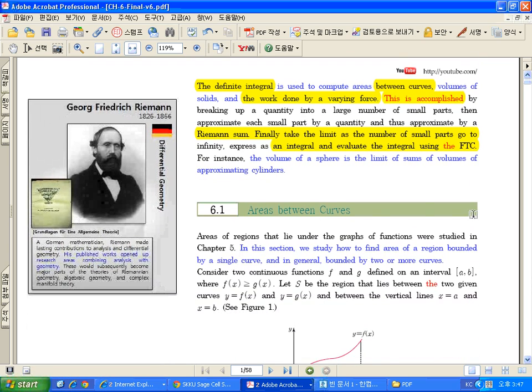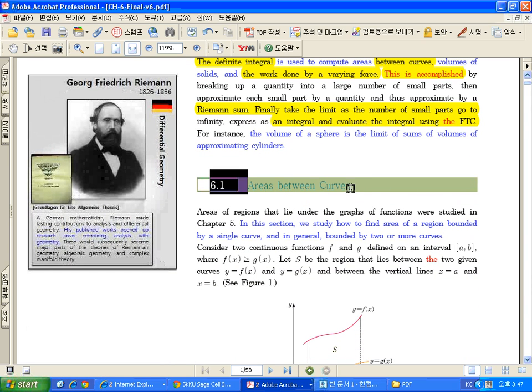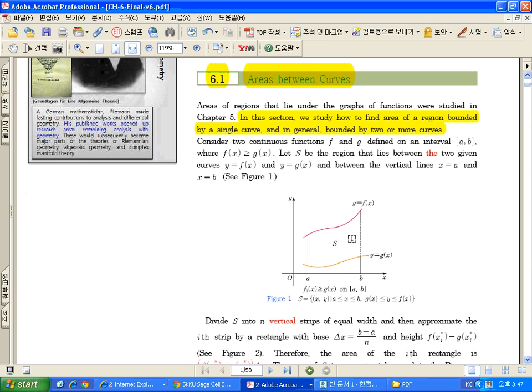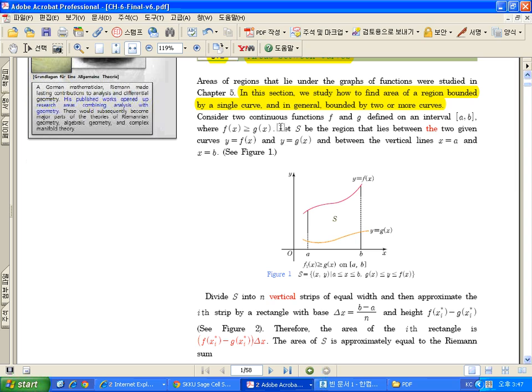Okay. Section 6.1, area between curves. In this section, we study how to find the area of a region bounded by a single curve and, in general, bounded by two or more curves, like this. Let S be the region that lies between the two given graphs y = f(x) and y = g(x), like this. Let this be the region.